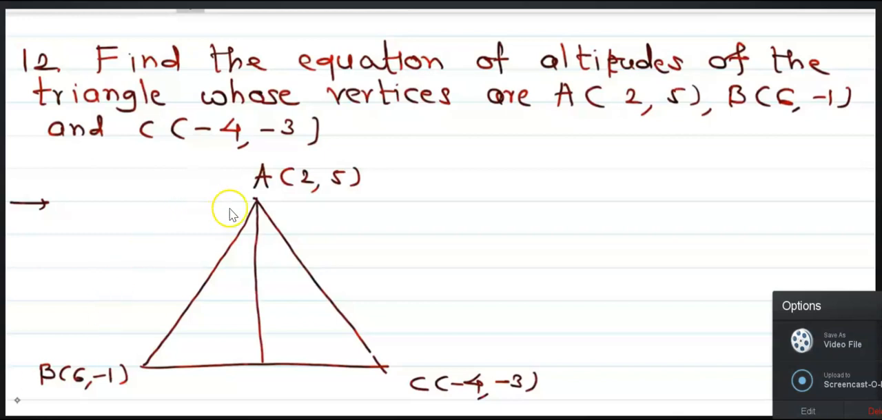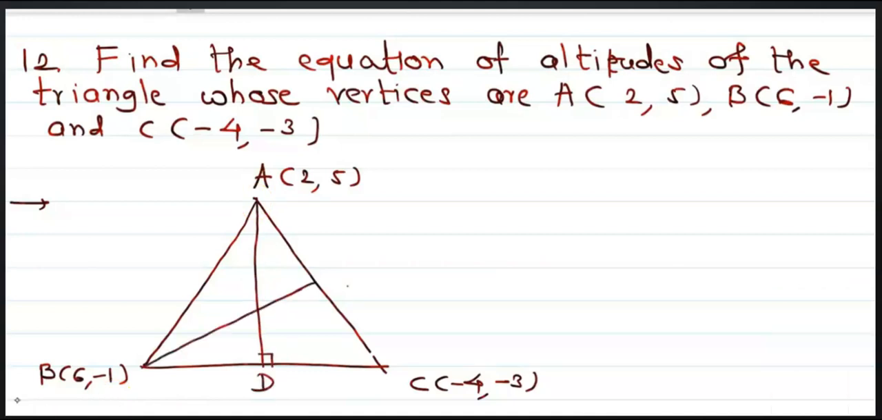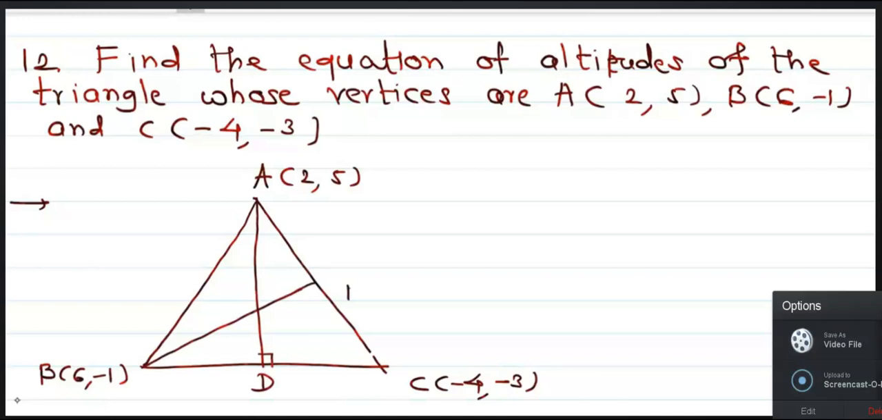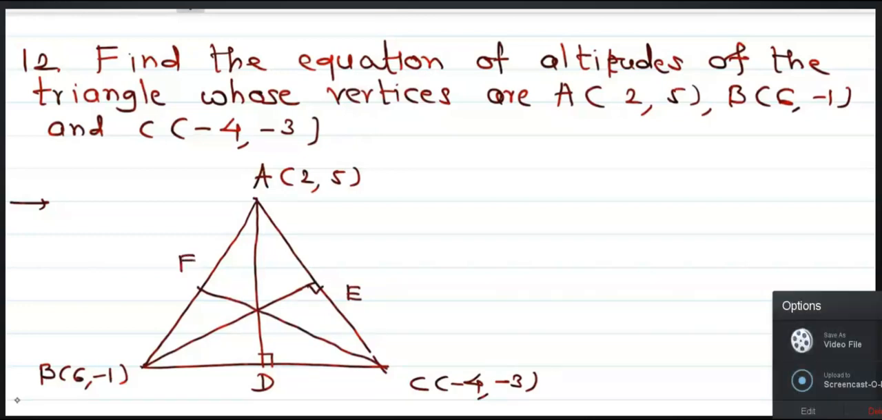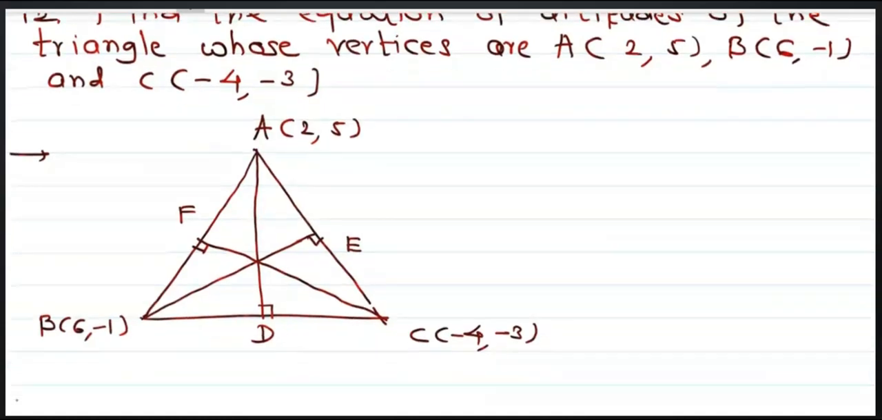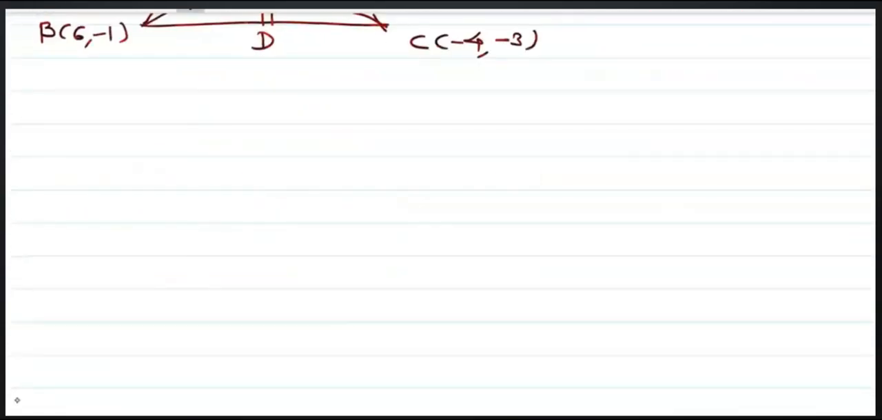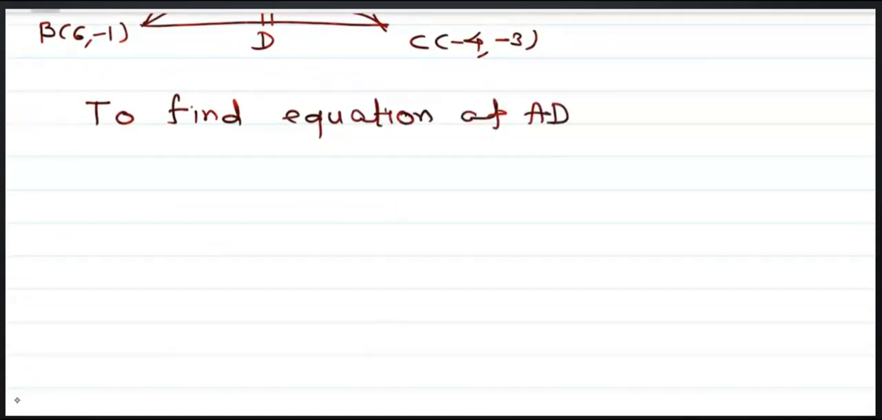Now the altitude from the vertex A is a perpendicular on BC. That is, AD is perpendicular to BC. Second, BE is perpendicular to AC. And third, CF is perpendicular to AB. These are the altitudes. Now to find the equation of AD.